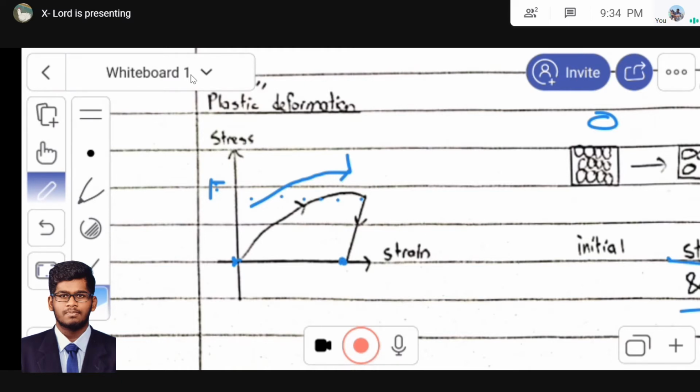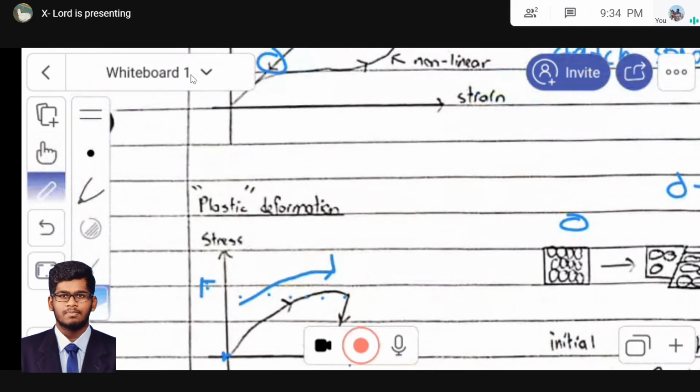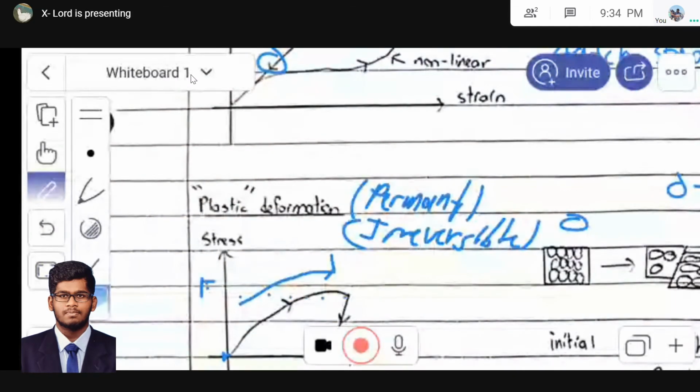So one important thing when it comes to plastic deformation is, I want you guys to write this. Plastic deformation, you can see I use air quotation. Plastic deformation also means permanent. It's a permanent deformation. Or in other words, you can also use irreversible. This is irreversible and permanent, okay?